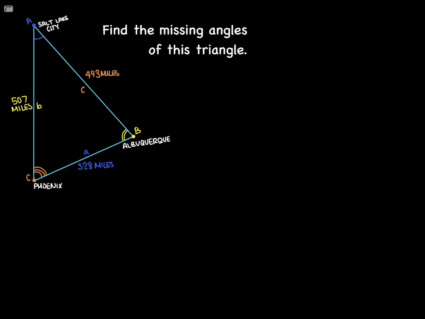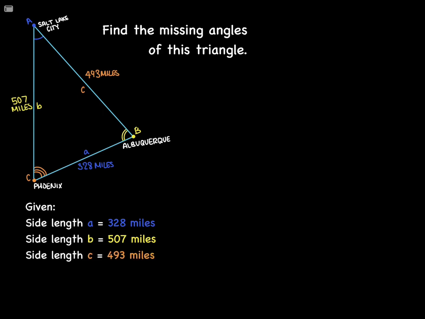Let us begin with what we know. Side length A is equal to 328 miles, side length B is equal to 507 miles, and side length C is equal to 493 miles. In order to find the angles of this triangle, we must use trigonometry. Specifically, the law of cosines is the method we will use.